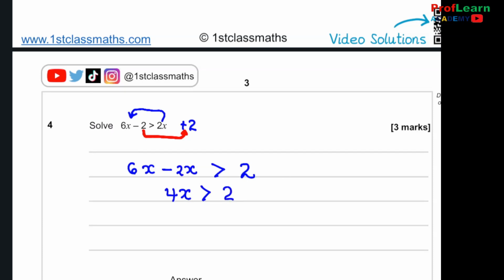Then, in order to find the value of x, we divide both sides by 4, and this cancels out, and our x is greater than 1 over 2.